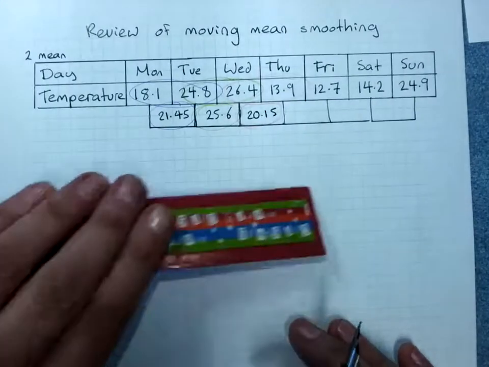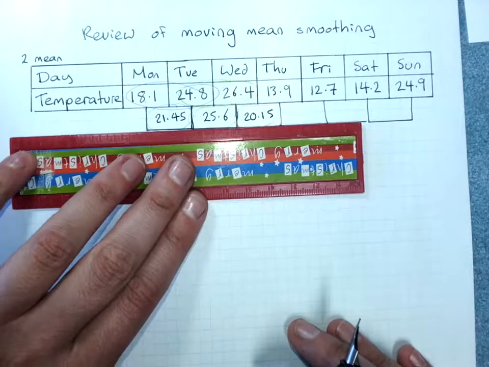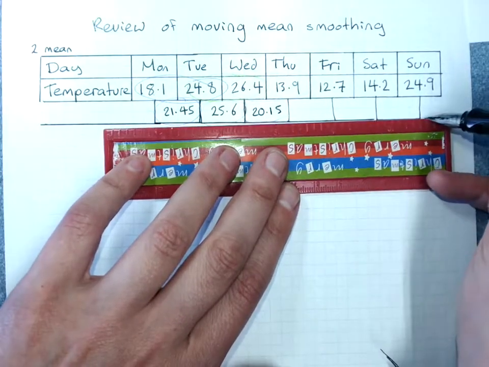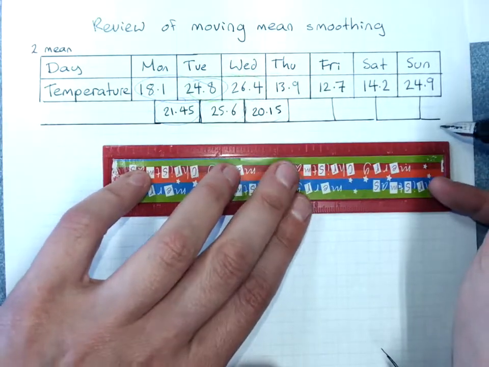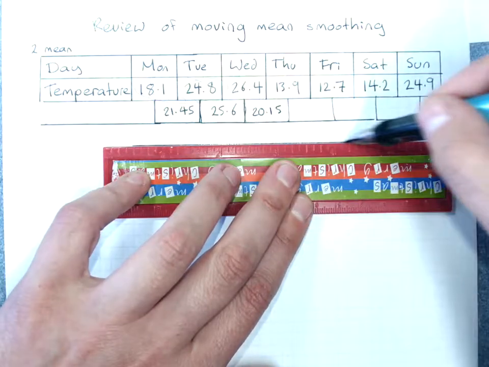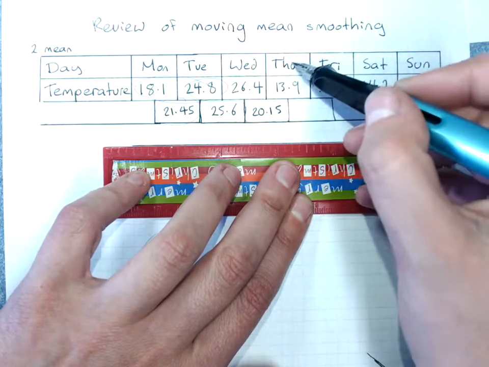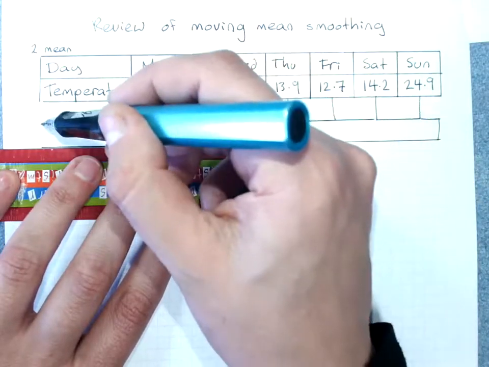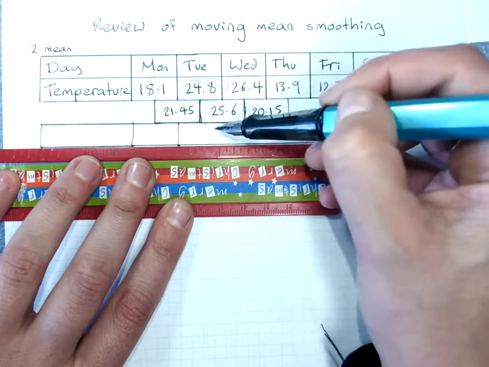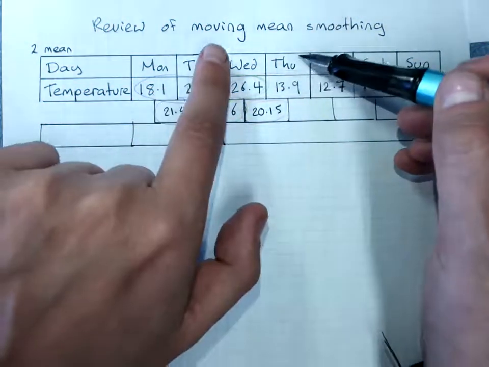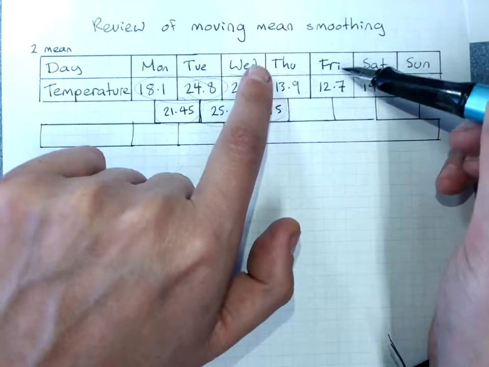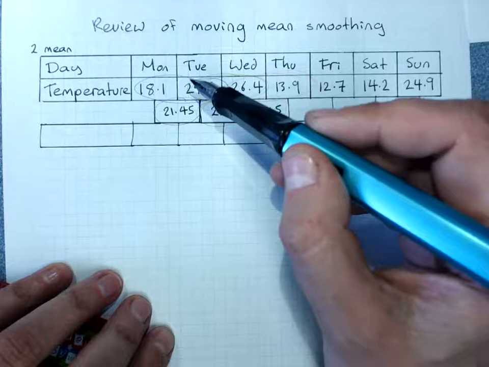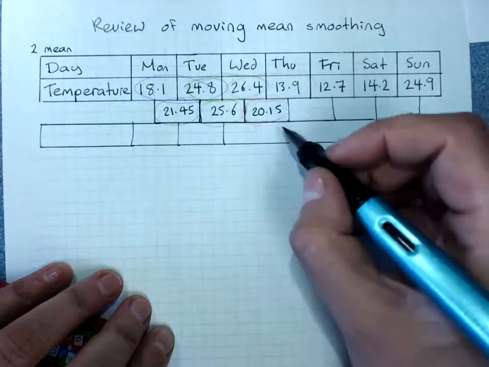Our smoothed and centered data then goes on another row. Now sometimes we do ask you just to find one value. So like we'd ask you to find the 2 mean centered data for Thursday. And then you wouldn't have to do the whole big table. You would just have to work out Wednesday, Thursday, Thursday, Friday, and we're about to learn that we average the 2 to recenter them on a day.